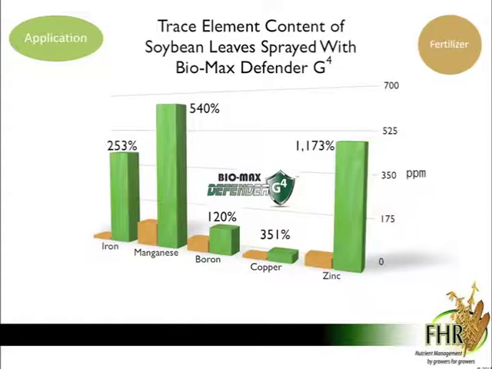Trace elements content of soybean leaf tissue sprayed with Biomax Defender G4. When we actually looked at applying this to the plant tissue, we saw a 253% increase on iron, 540% increase on manganese. Boron was a 120% increase. Copper, 351% over the check, and 1,173% increase in zinc over the check.